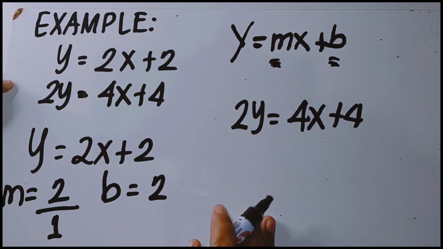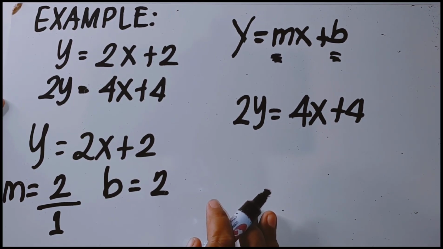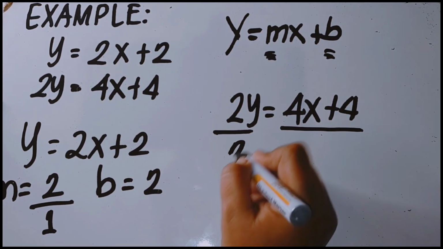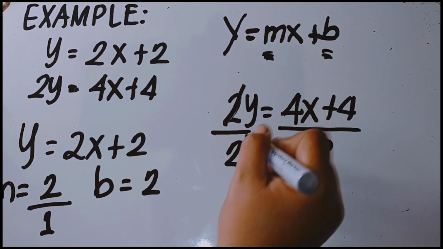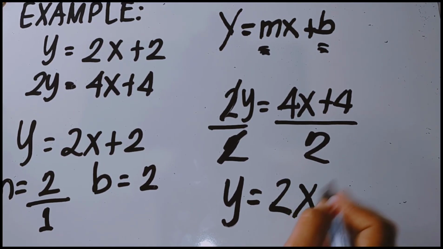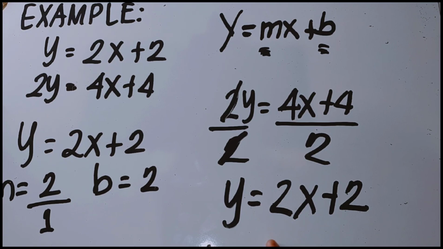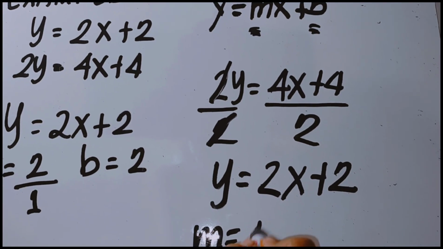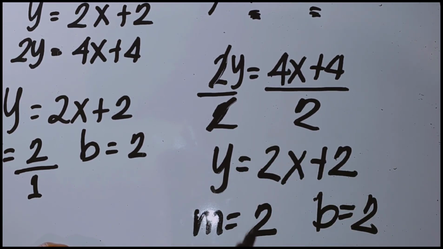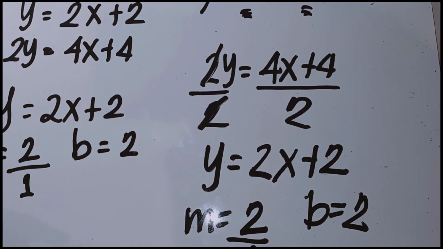Paano ba natin makukuha ito or ma-transpose natin to y equals mx plus b? Ibig sabihin, i-divide natin both sides ng 2 para makancel natin ang 2. So, y equals 4 divided by 2 is 2x, plus 4 divided by 2 is 2. Ang slope din dito sa second equation is positive 2. Then, the y-intercept is positive 2 also. Lahat ng whole number laging may over 1.